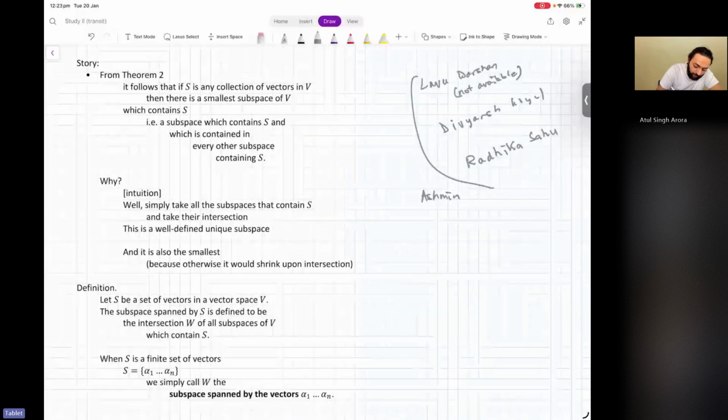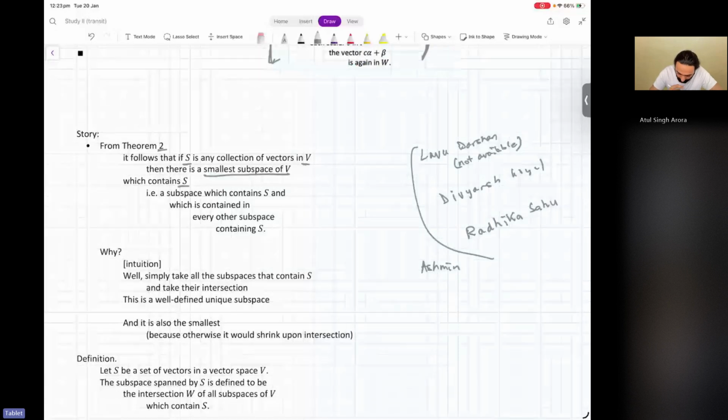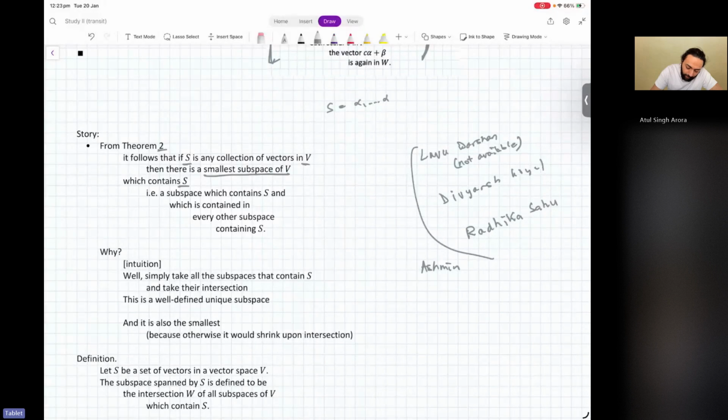Yeah, so let's continue then. So now from theorem 2, it follows that if S is any collection of vectors in V, then there is a smallest subspace of V which contains S. This is a bit of a mouthful. What this is saying is that suppose S is some collection of vectors, alpha 1 to alpha k. Then the question they're asking is, what is the smallest subspace? This is just a set, and what we want is some subspace V, the smallest subspace, such that S is in V.